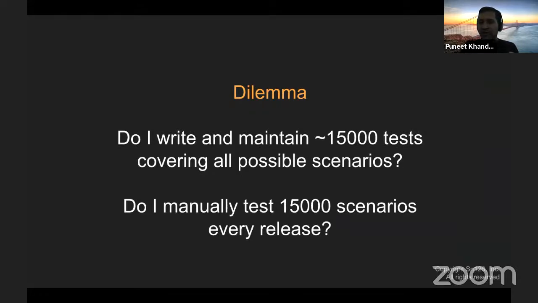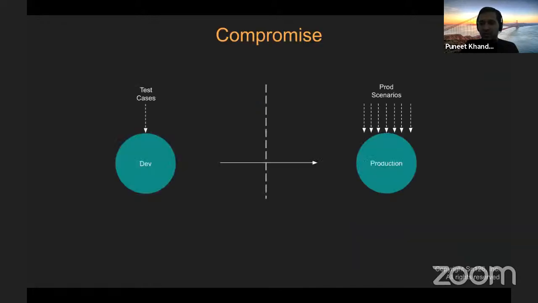So with the limited amount of energy that we have as quality engineers, what do we do? We have to make this compromise, this trade-off. We realize that in production there are going to be thousands of scenarios exercised, but we don't have the energy to cover every single one of those scenarios during our testing.